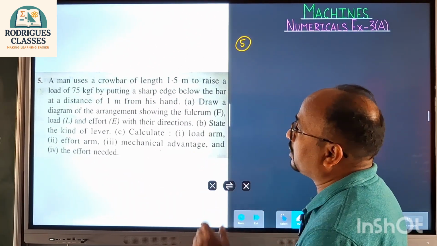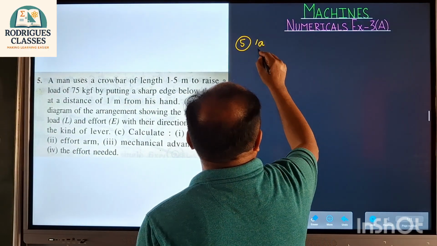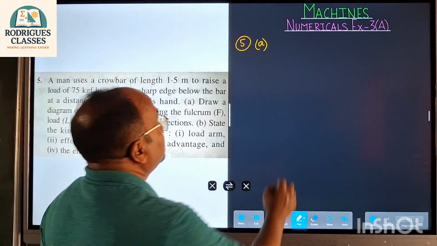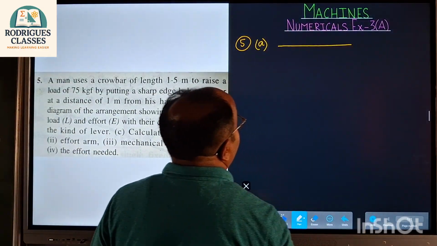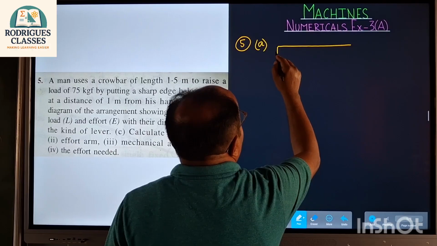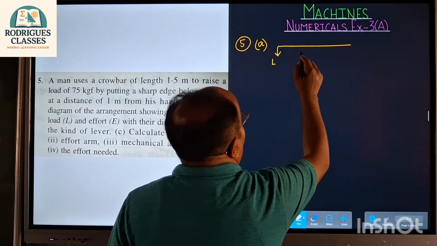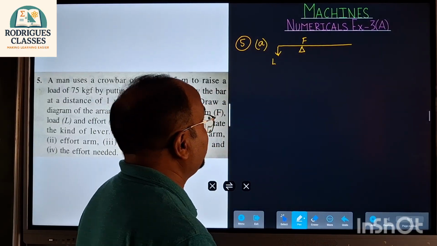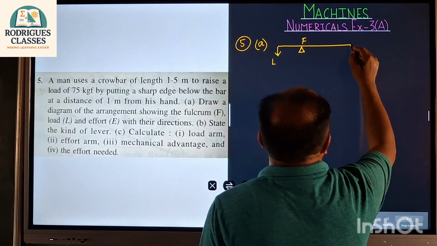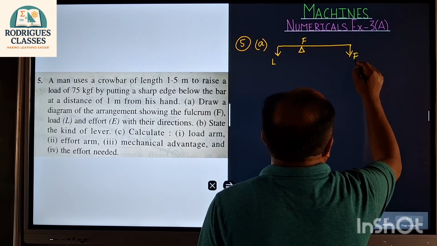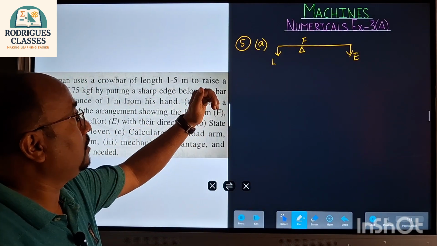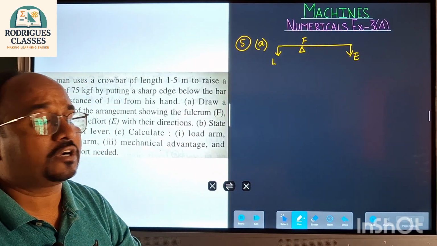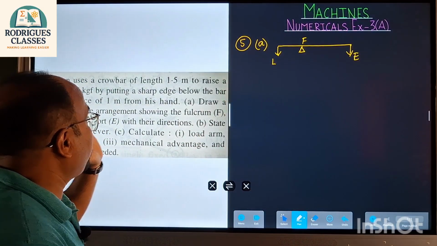So first, for the A part, we have to draw the diagram. Okay. So we have the fulcrum in the middle. So this part is there. So this is the load part. Fulcrum will come in the middle. A crowbar is a first class lever. So we are drawing in that way. And then we will require the effort here. So this is all with the direction. Load is acting downward. Because it is a first class lever, we need to pull it down with our effort to raise it up. So A part is done.